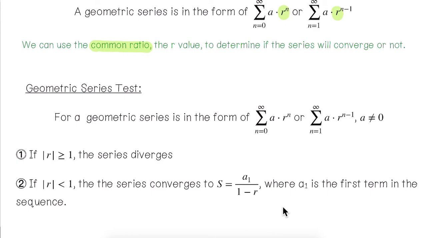If the absolute value of the common ratio is less than 1, so it's a number like 1/2 or 2/3, 5/6, something like that, the series is going to converge, and specifically it converges to this number: a sub 1 over 1 minus r. So a1 is the first term in the sequence, so you plug in your starting n value, and then you divide that by 1 minus your common ratio. We're going to look at a few of these to see how they work.